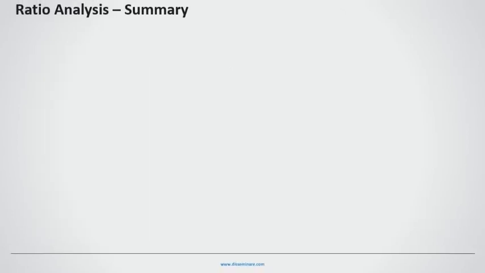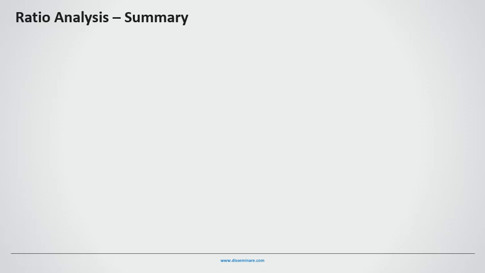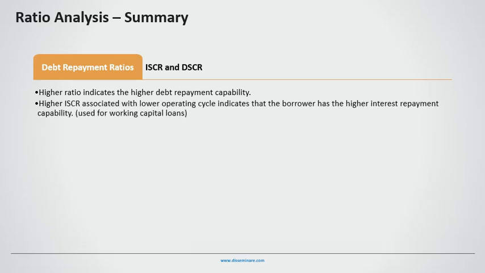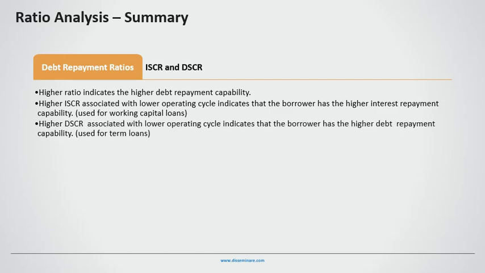The fourth ratios are the debt repayment ratios, ISCR and DSCR. From the banker's perspective, 1. A higher ratio indicates the higher debt repayment capability. 2. Higher ISCR associated with a lower operating cycle indicates that the borrower has the higher interest repayment capability, used for working capital loans. 3. Higher DSCR associated with lower operating cycle indicates that the borrower has the higher debt repayment capability, used for term loans.